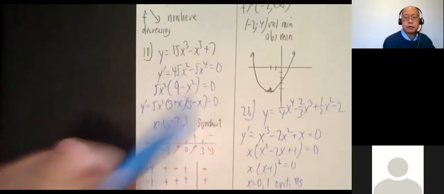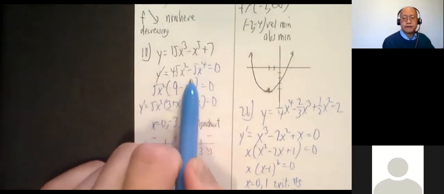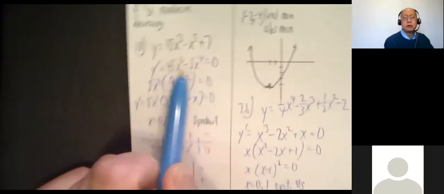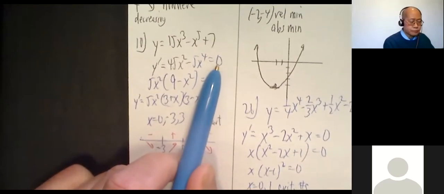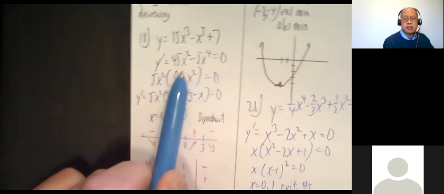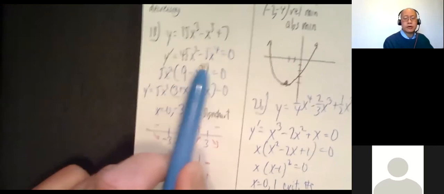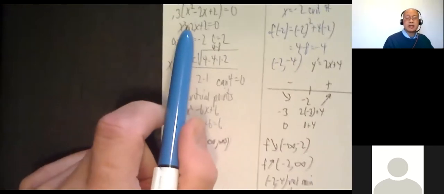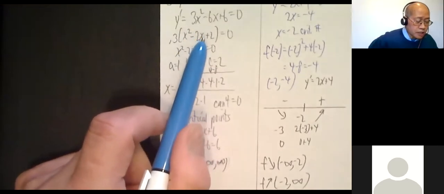Okay, take the derivative. Derivative of that is 45x squared minus 5x to the 4th, and the derivative of 7 is 0. Set this equal to 0. Technically, I'm also supposed to see when the derivative is undefined. It's a polynomial. It's always defined. Will there be examples where the derivative is not defined? Yes, and I'll show you that when we get to it.